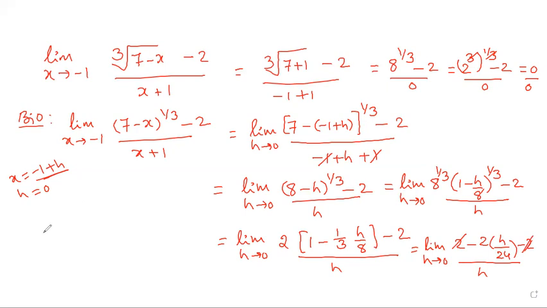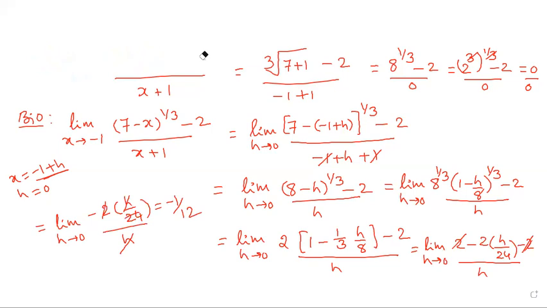What is remaining? Limit h tends to 0 of minus 2 times h/24 over h. Here h cancels, and 2 twelves are 24, so the final answer is minus 1/12. Okay, clear? Any problem? Here the power is 1/3, cube root, fifth root, seventh root: any such problem, if the binomial theorem method is applied, is solved very simply. Okay? I will go through one more problem.